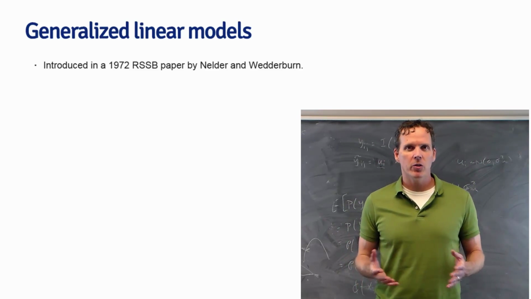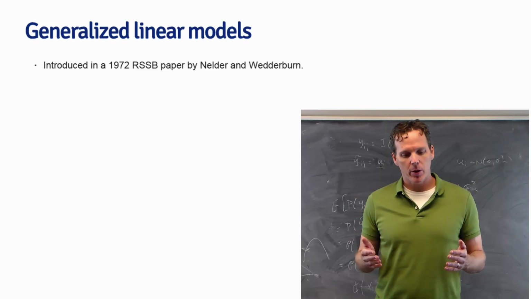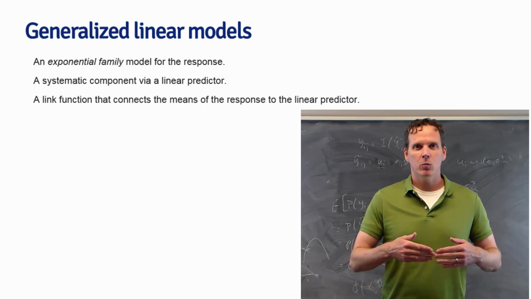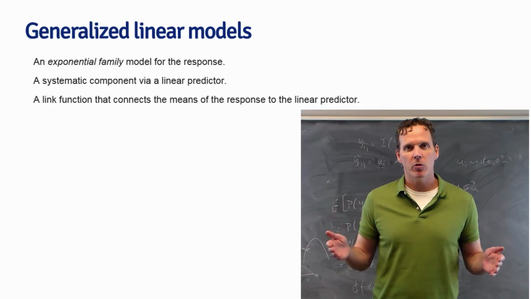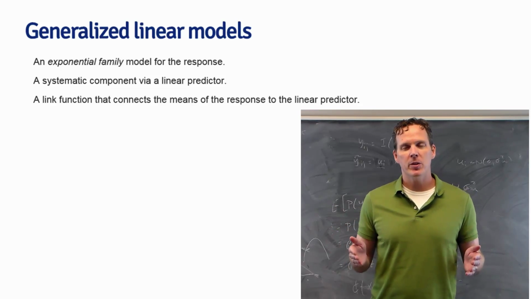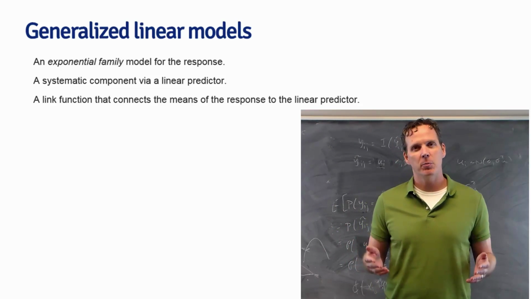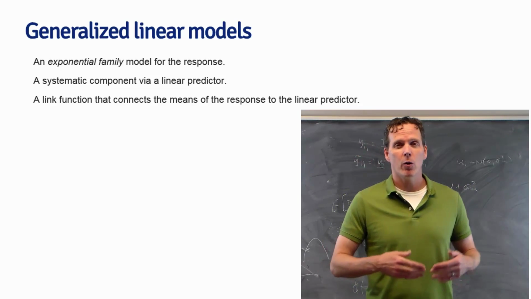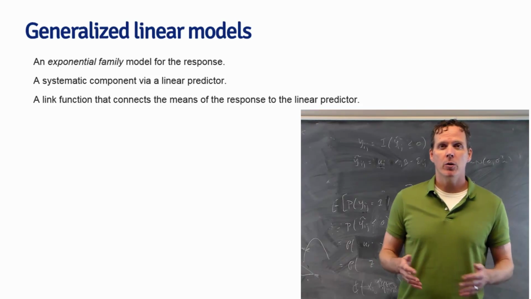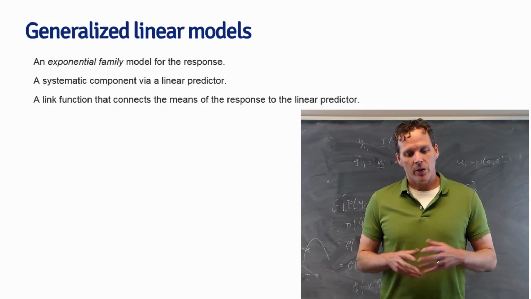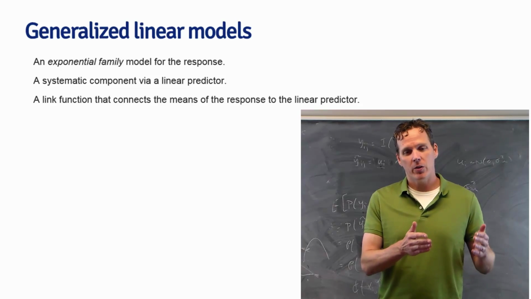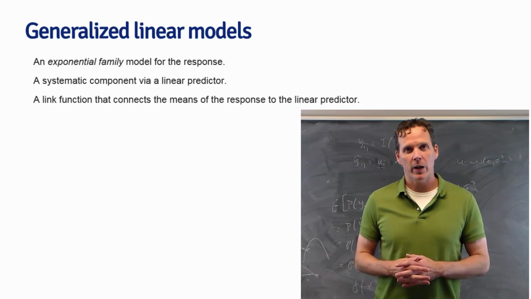And a generalized linear model has three components. First of all, the distribution that describes the randomness has to come from a particular family of distributions called an exponential family. This is a large family of distributions that includes things like the normal and the binomial and the Poisson. So that's the random component, right? The exponential family is the random component.